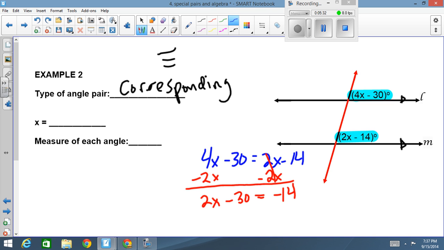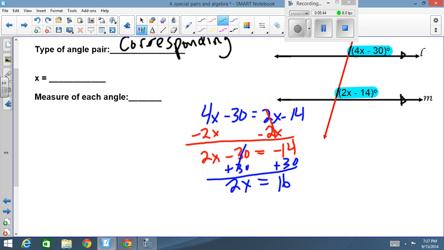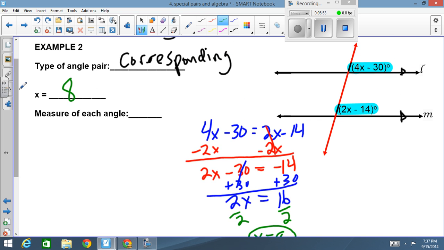I'm going to move all my constants to the other side now, so I'm going to add 30. So now I bring down the 2x, and that's going to equal 16. Then if I divide both sides by 2, I get an x value of 8. So x is equal to 8. If I want to know the measure of each angle, I'm going to take that 8, plug it right in here. 4 times 8 is 32. 32 minus 30 is 8.